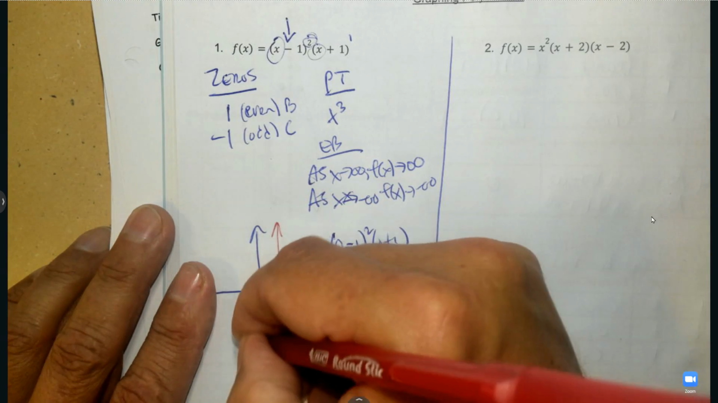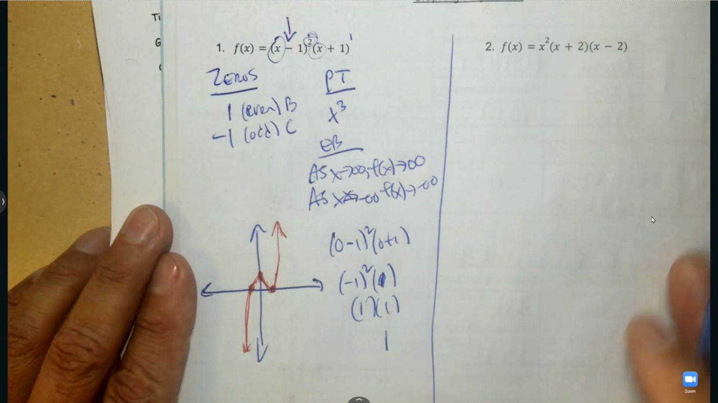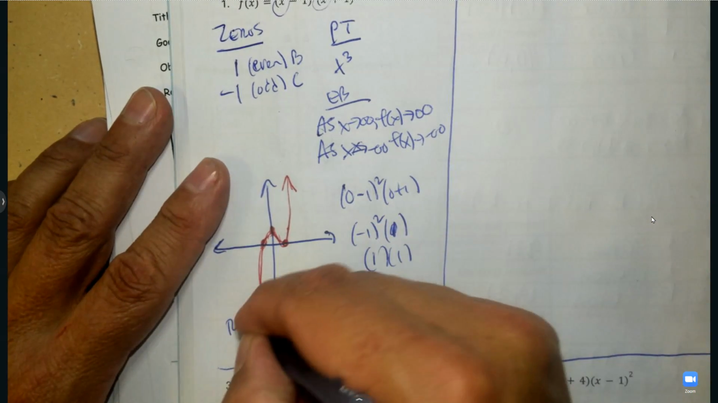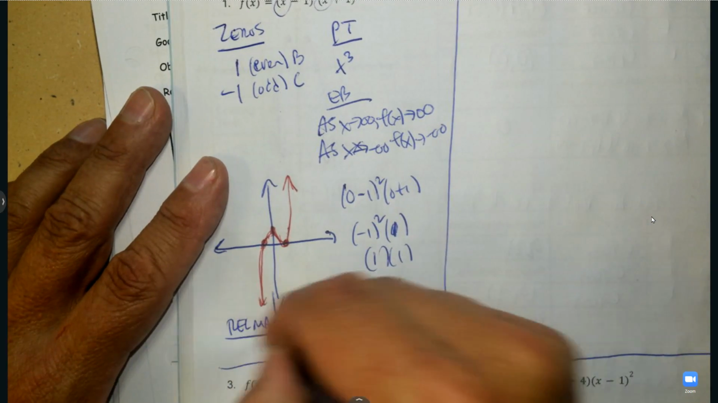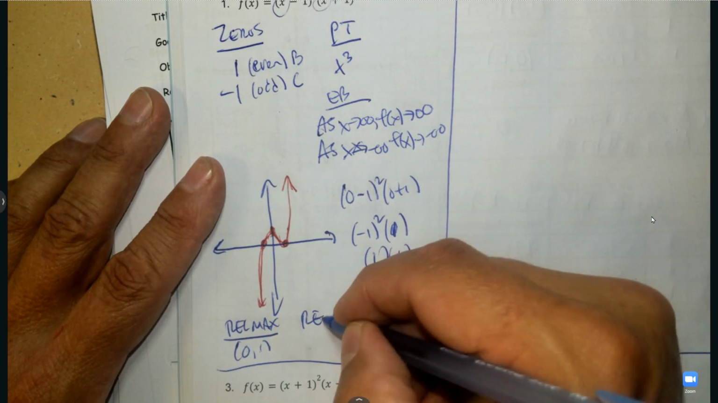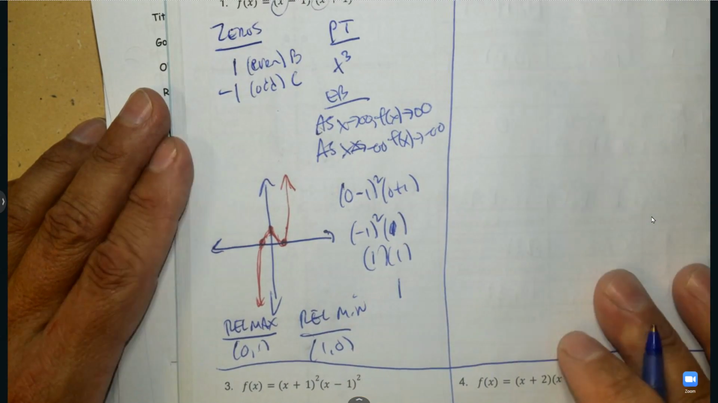And then I'm going to complete the roller coaster, so it's smooth and continuous all the way through. The last things I care about are the turning points. So you can see that we have a relative max at (0, 1), and we have a relative minimum where it bounces, which is at (1, 0).